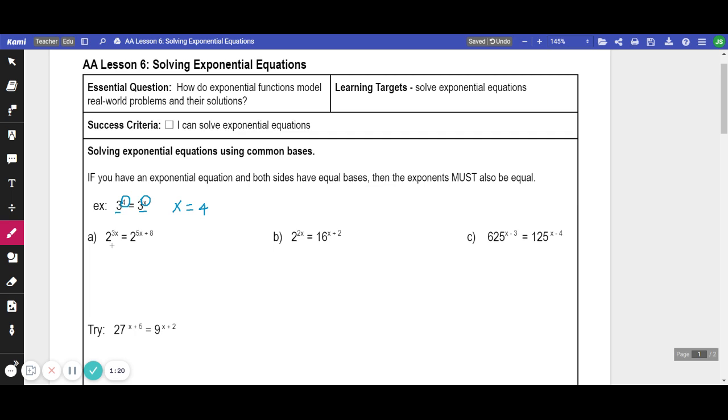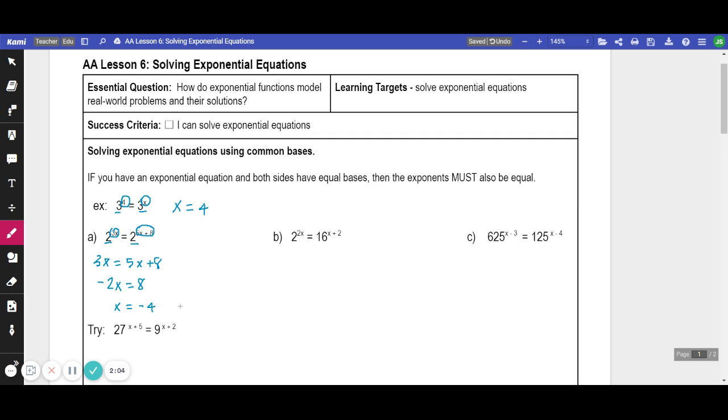But then we come down to one like this. So here, these are both 2 for a base. So if the bases are equal and the two sides are equal, then the exponents must also be equal. So here we're going to have a little more work now, though. These two exponents must be equal. 3x equals 5x plus 8. And now we have an equation that we need to solve. So we would subtract 5x from both sides and get negative 2x equals 8. And then divide both sides by negative 2. So we get x equals negative 4.